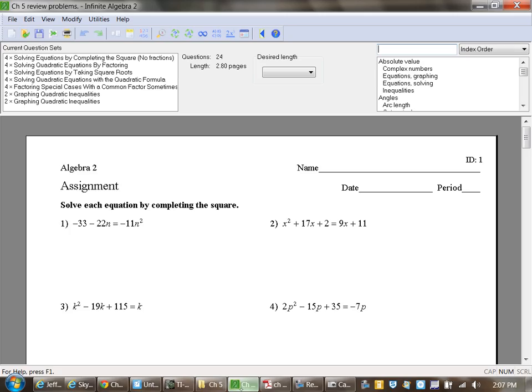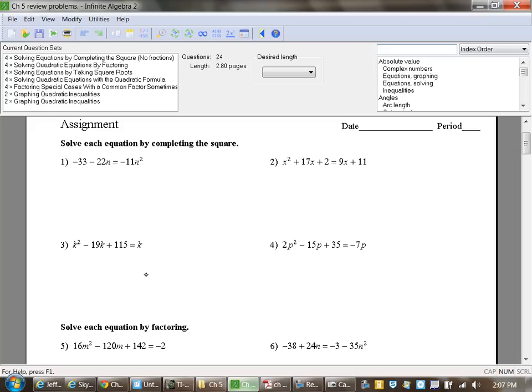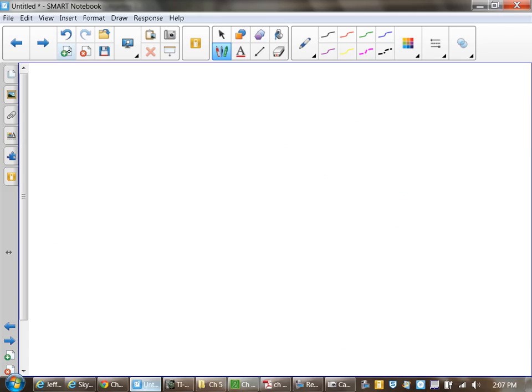Okay. First page. Number 4. Most people have had issues with 4, so let's look at 4. Number 4, we have 2x squared minus 15x plus 35 is negative 7x. I have to do this by completing the square. If you factor it when the instructions say complete the square, what happens? You lose points because you were irresponsible. Make sure you set that up, okay?